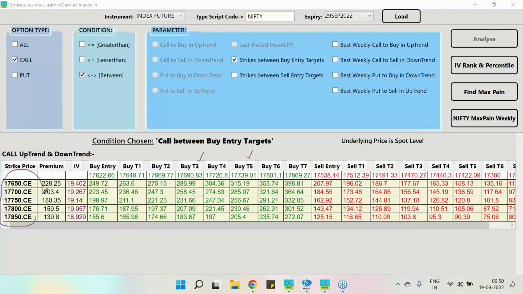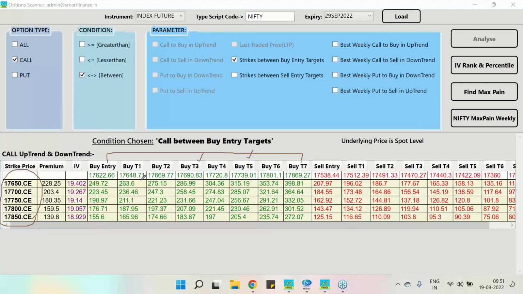So today it selected these strikes. Why these strikes? You have so many strikes. These strikes are falling between the buy entry and the target level. First of all, these are the strikes which fall between the buy entry and target 7 of the price range.